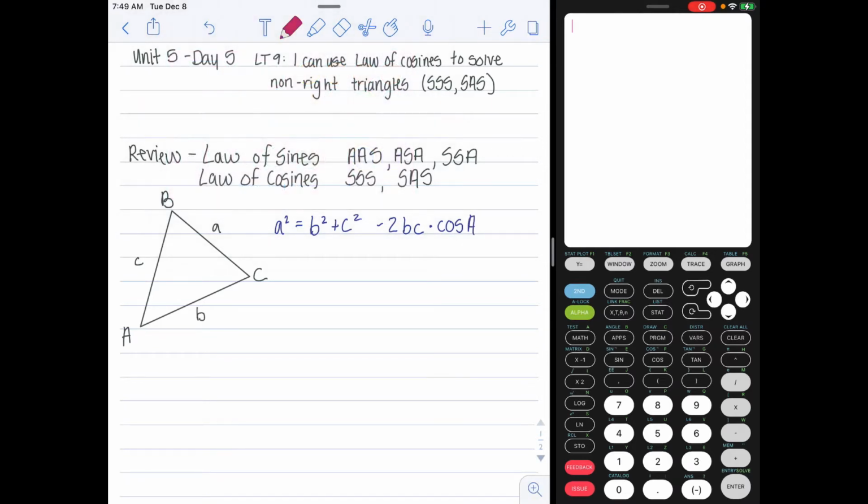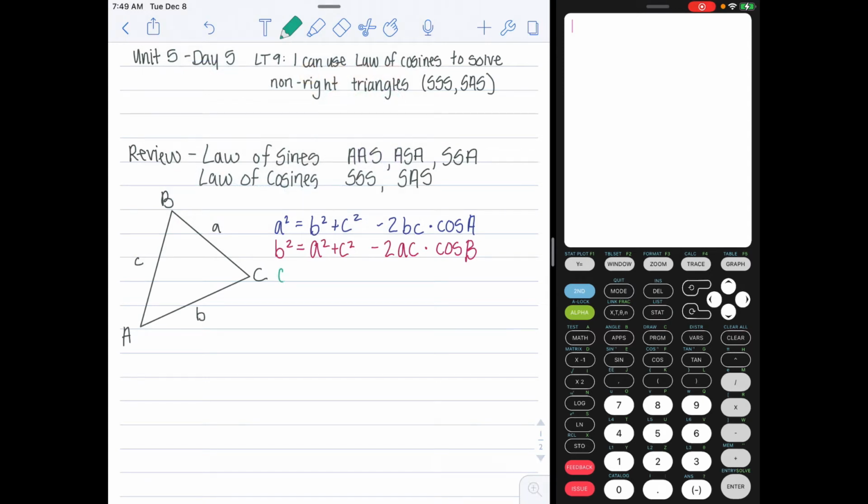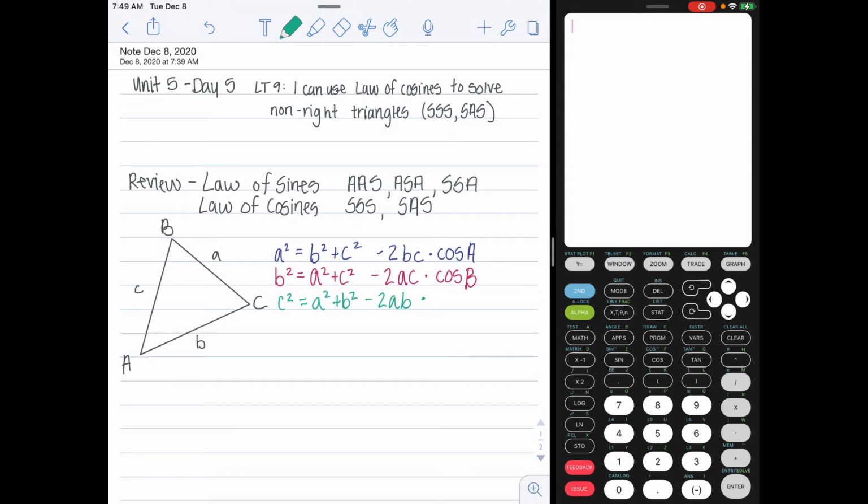Alright, the next one is b squared equals a squared plus c squared minus 2ac multiplied by the cosine of angle B. And the last one is c squared equals a squared plus b squared minus 2ab multiplied by the cosine of C.